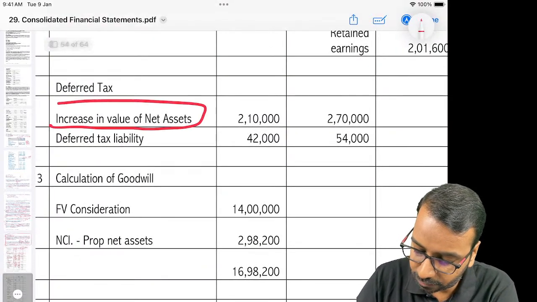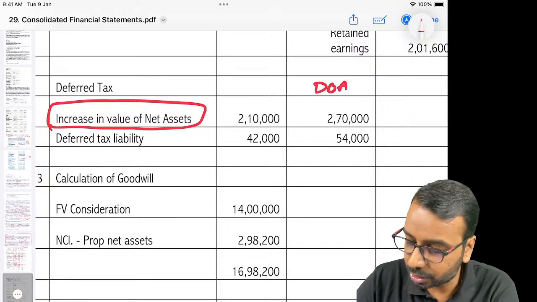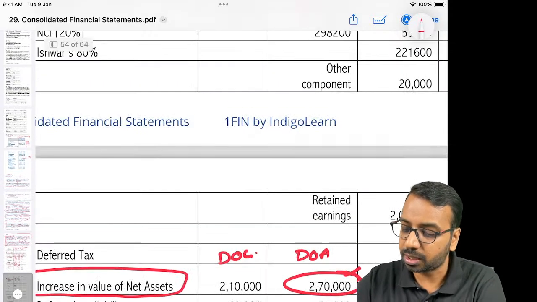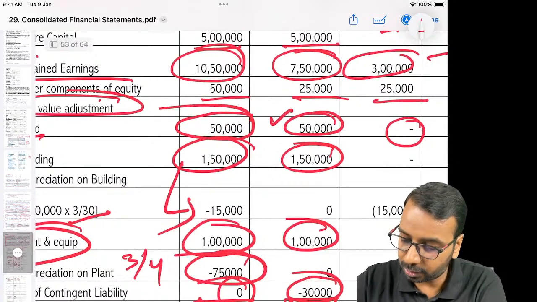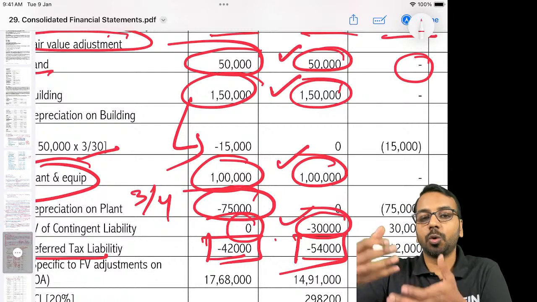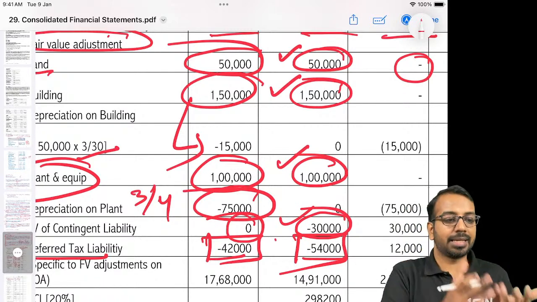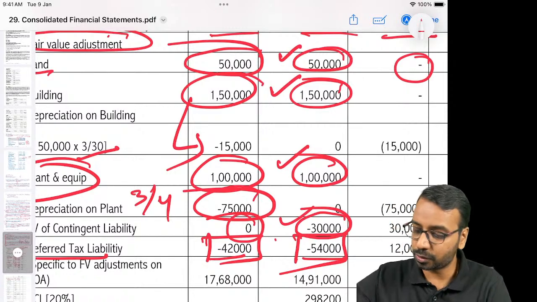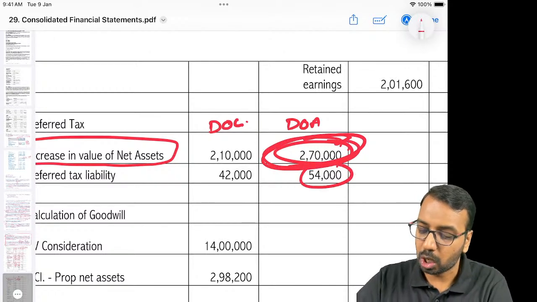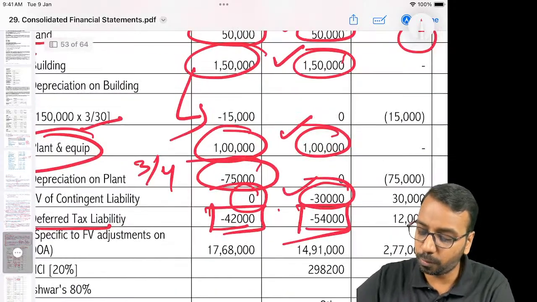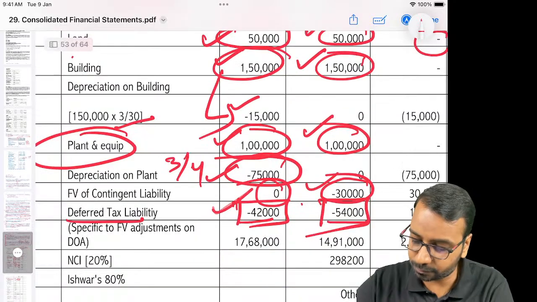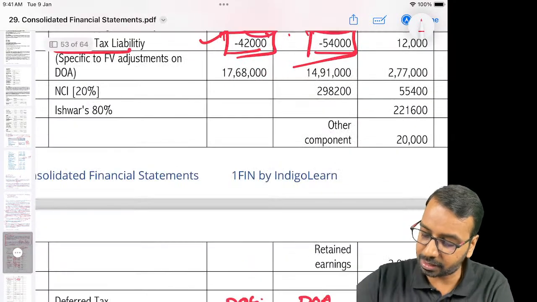If you see the increase in value of net assets on date of acquisition, and this is on date of consolidation. Okay, how much is it on date of acquisition? 2,70,000. So how did we get this? See, 50,000 plus 1,50,000, 2 lakhs plus 1 lakh, 3 lakhs minus 30,000, 2,70,000. 2,70,000 increase in assets. Increase in assets will result in deferred tax liability. So you will have deferred tax liability on 270, 54,000. On date of consolidation, it is 210 only. How? 50 plus 150 minus 15 plus 1 lakh minus 75 minus and 0 here, that results in 2,10,000.